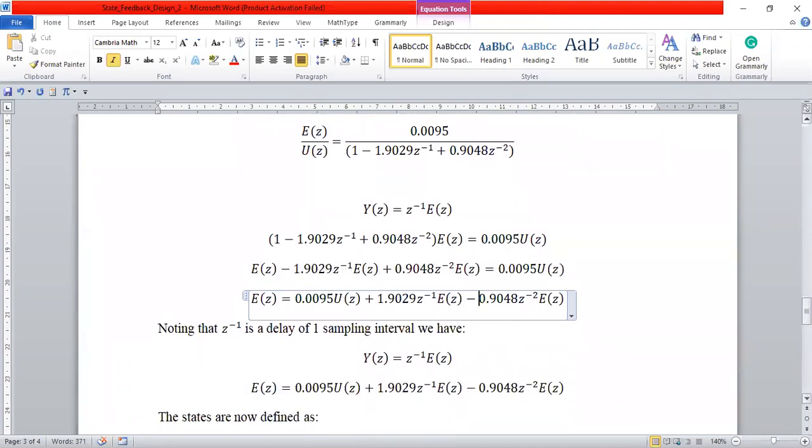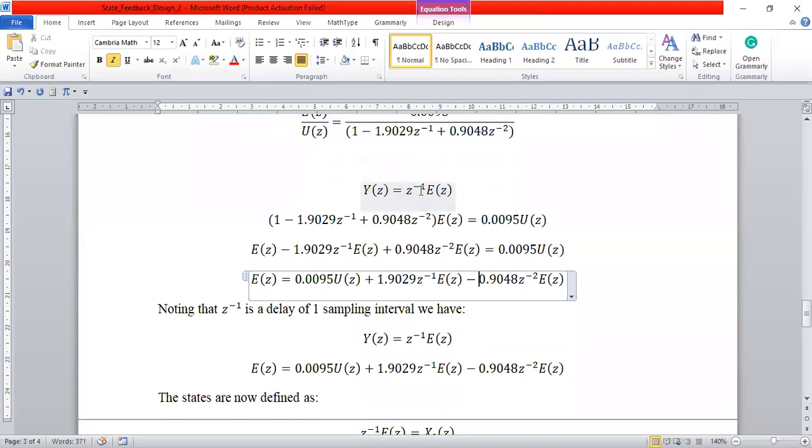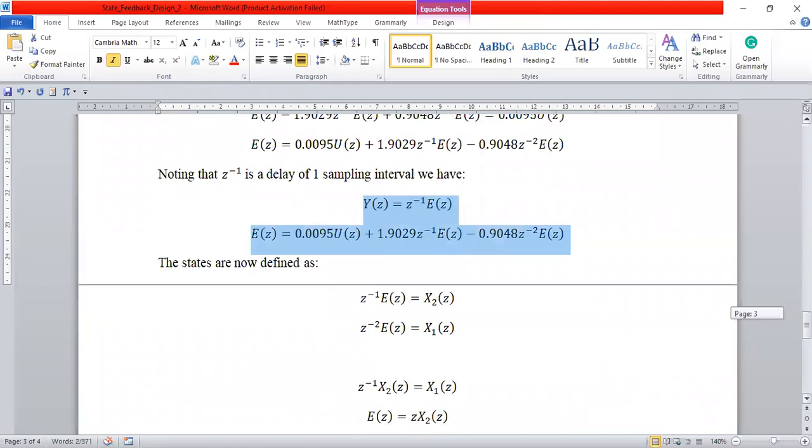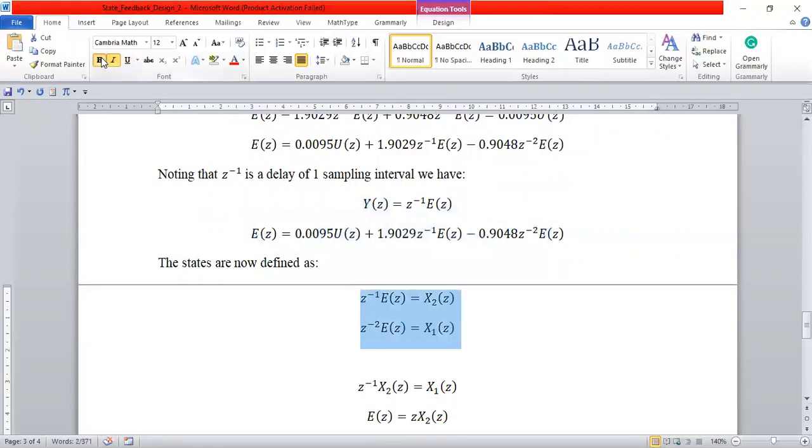Then we are moving on to the last step. The last step is that you'll be given the states of the system. So we've arrived at this. These are the two equations we arrived at, and these are the states of the system. You're going to be given that this is the state of the system.